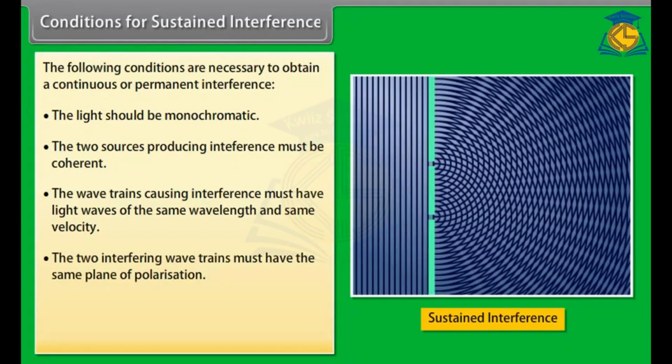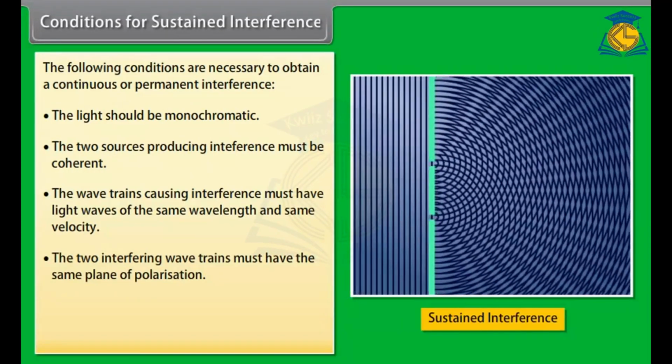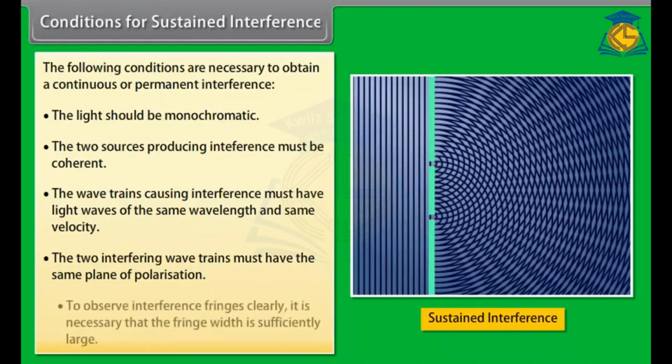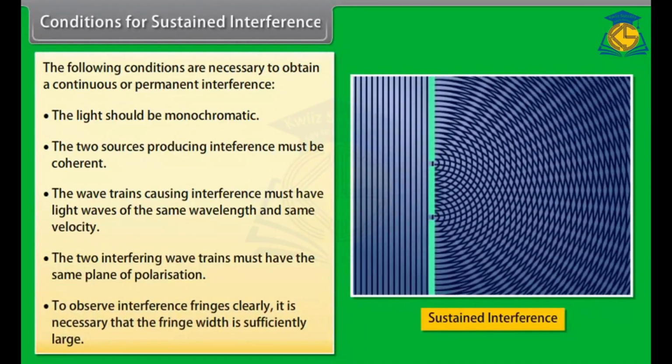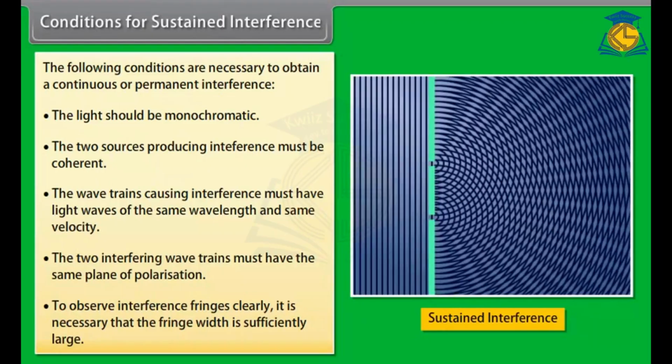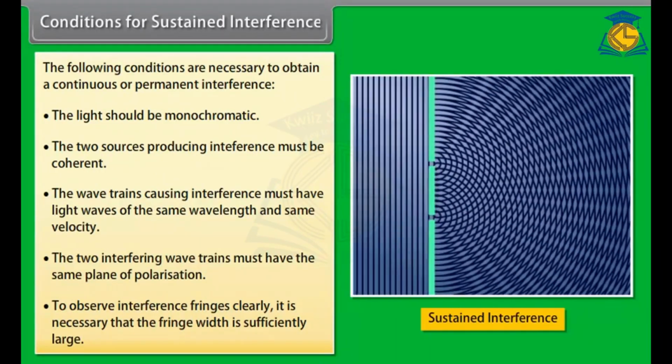The two interfering wave trains must have the same plane of polarization. To observe interference fringes clearly, it is necessary that the fringe width is sufficiently large.